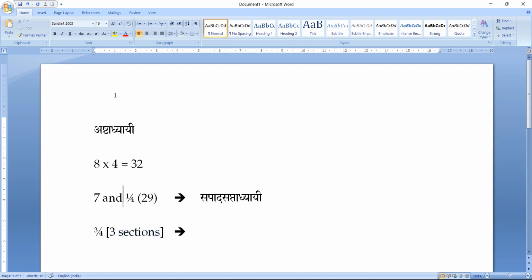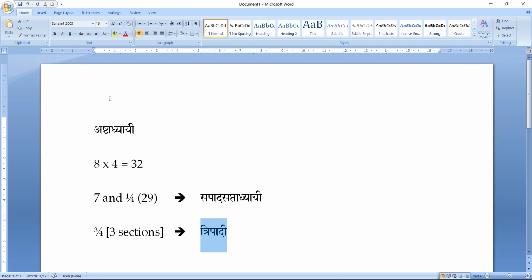It is there. Already we have said here in the beginning itself. What is that? Pada. Pada is called section. Three sections is Tripadi. Tripadi. The word Tripadi I have not used before. Trayanam Padanam Samaharaha Tripadi. A collection of three sections is called Tripadi.